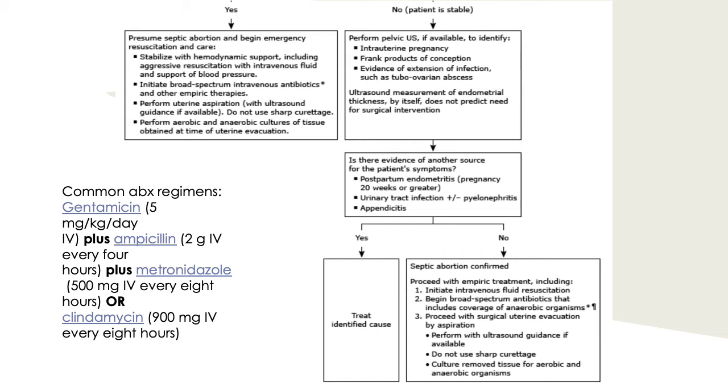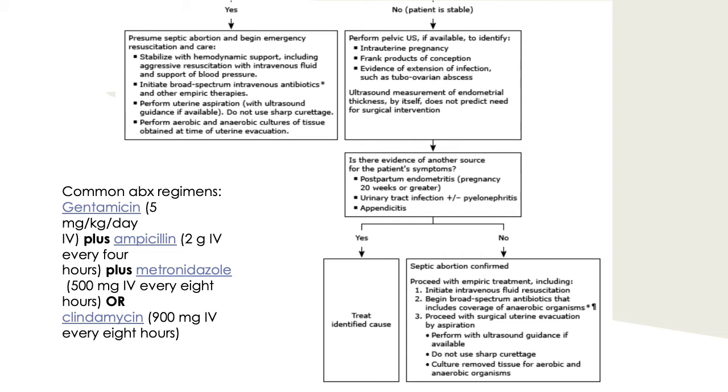And then perform aerobic and anaerobic cultures of tissue, obtained at the time of uterine evacuation. The common antibiotic regimens that we do use for septic abortion are gentamicin, 5 mg per kg per day IV, plus ampicillin, 2 grams IV every 4 hours, plus metronidazole, 500 milligrams IV every 8 hours, or instead of metronidazole, you may use clindamycin, 900 milligrams IV every 8 hours. Ideally, these antibiotics are to be used until a culture returns so you can better treat according to the organism.